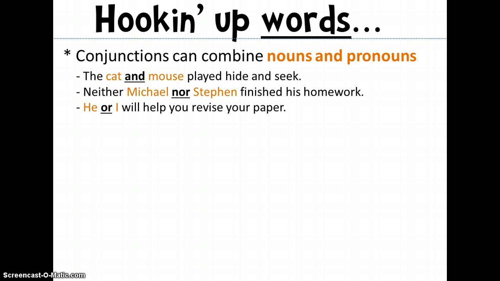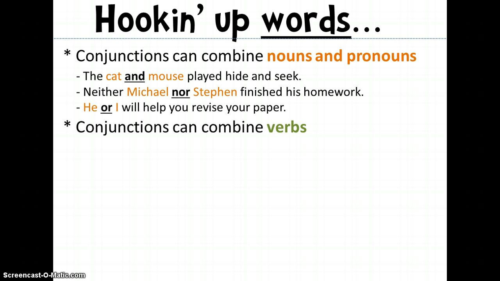How about the next one? Neither Michael nor Stephen finished his homework. This helps us to figure out that none of those boys did their homework. And in the last sentence, we see he or I will help you revise your paper. That conjunction or tells us that there will be one helper for the paper. So conjunctions can combine nouns and pronouns.